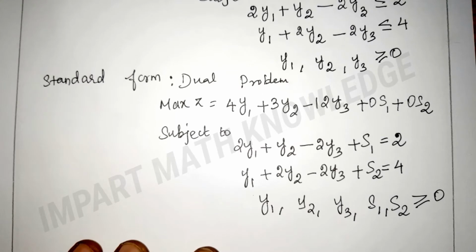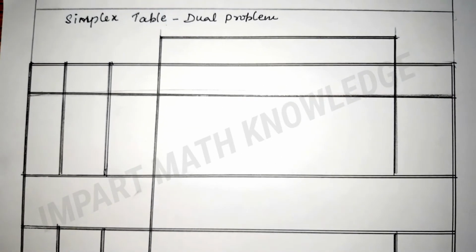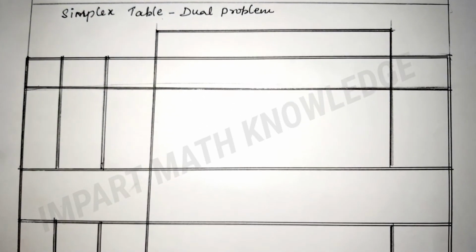In the given problem, first we convert the primal problem into dual problem. After that, write the standard form for the dual problem. Now let us move on to the simplex table to find the optimum value. This is the simplex table. Let me write all the values in the simplex table.